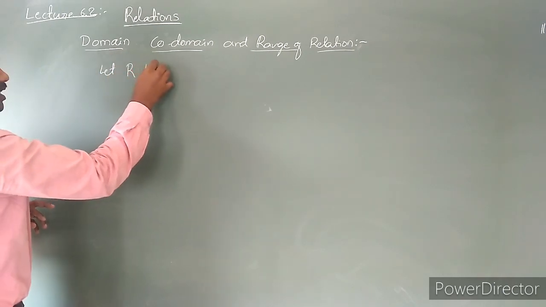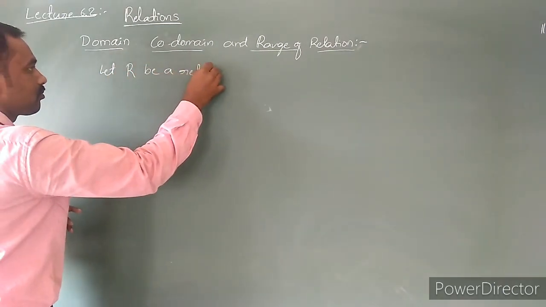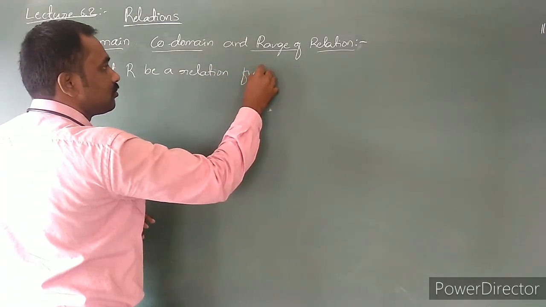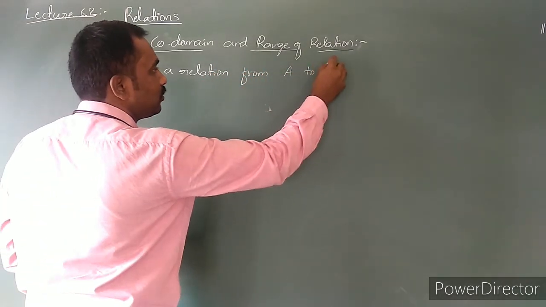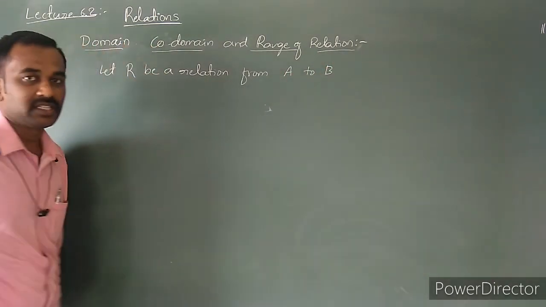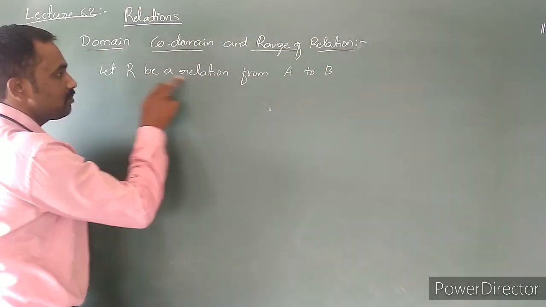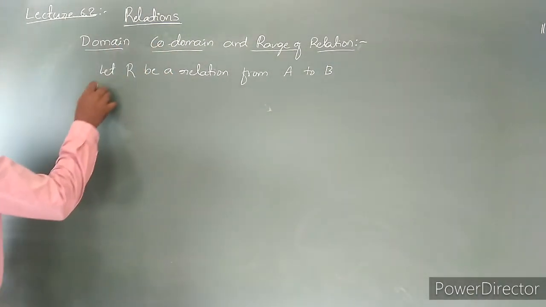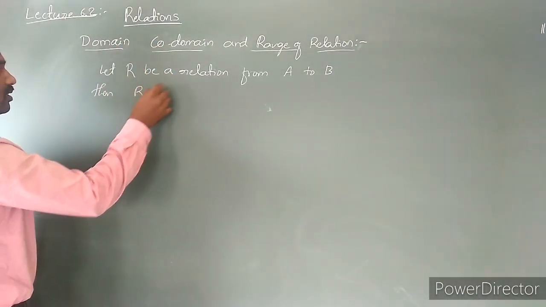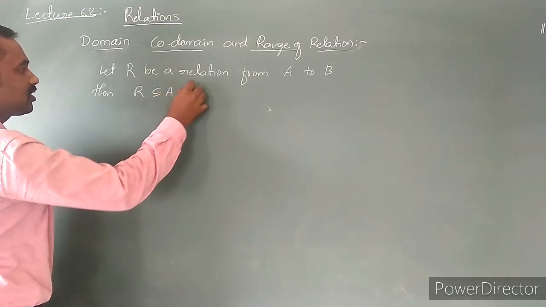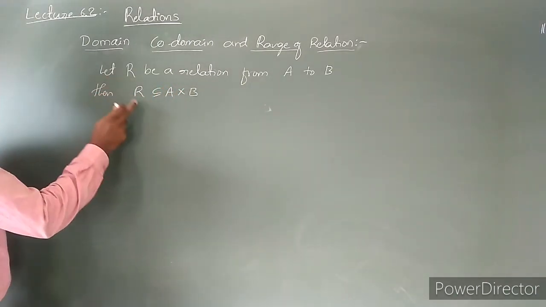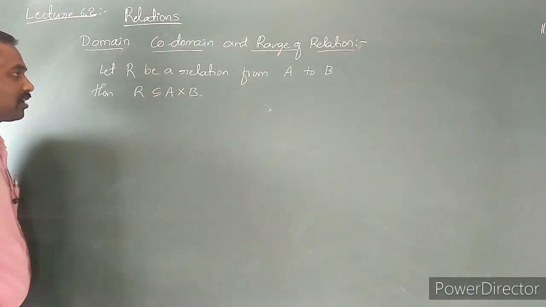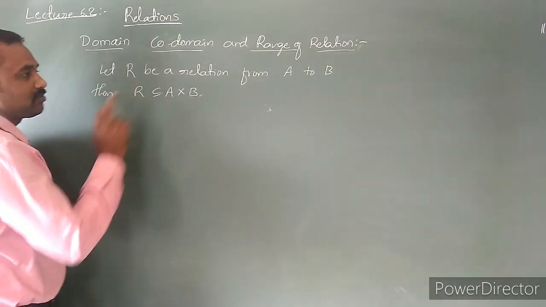Okay. Let R be a relation from the set A to the set B. Obviously, these two are non-empty sets. Let R be a relation from non-empty set A to non-empty set B. Then R being a relation means that it is a subset of the Cartesian product A cross B. This R is a subset of the Cartesian product A cross B.